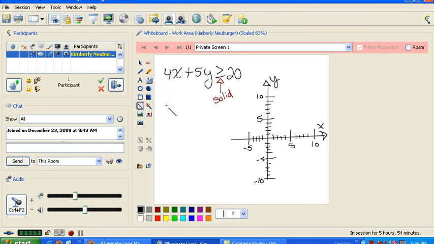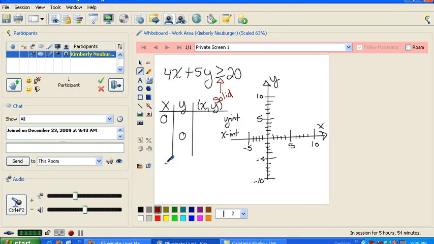So I'm going to make a little table here that I'm going to fill in with my x and y intercepts. So I'm going to have x and y in the first two columns and then the ordered pair x, y in the last column. And I'm going to find the y-intercept first by letting x be 0. And then I'm going to find the x-intercept by letting the y be 0. And then we'll plot those and connect them with our solid line.